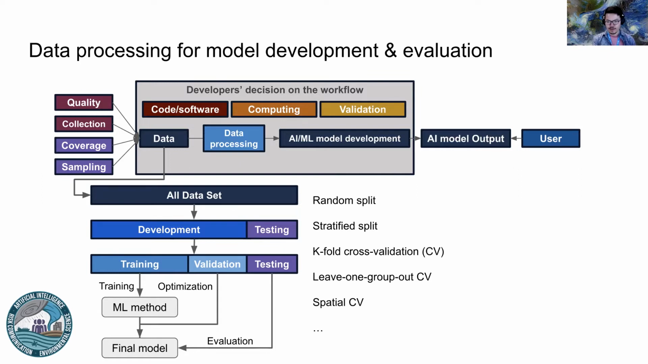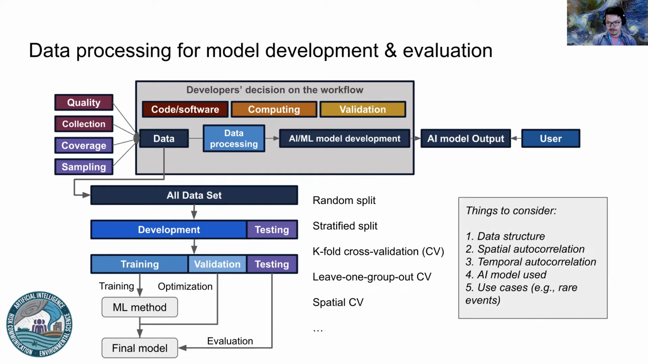And then people started talking about stratified splits, just because sometimes you have a disproportionately low portion of certain labels or classes in your data set. You want to make sure those data can be selected into both your training and testing data sets. And then there's cross-validation, and leave-one-group-out cross-validation. There's spatial cross-validation when we're talking about spatial data sets. So there are several things to consider in how you split the data in your workflow.